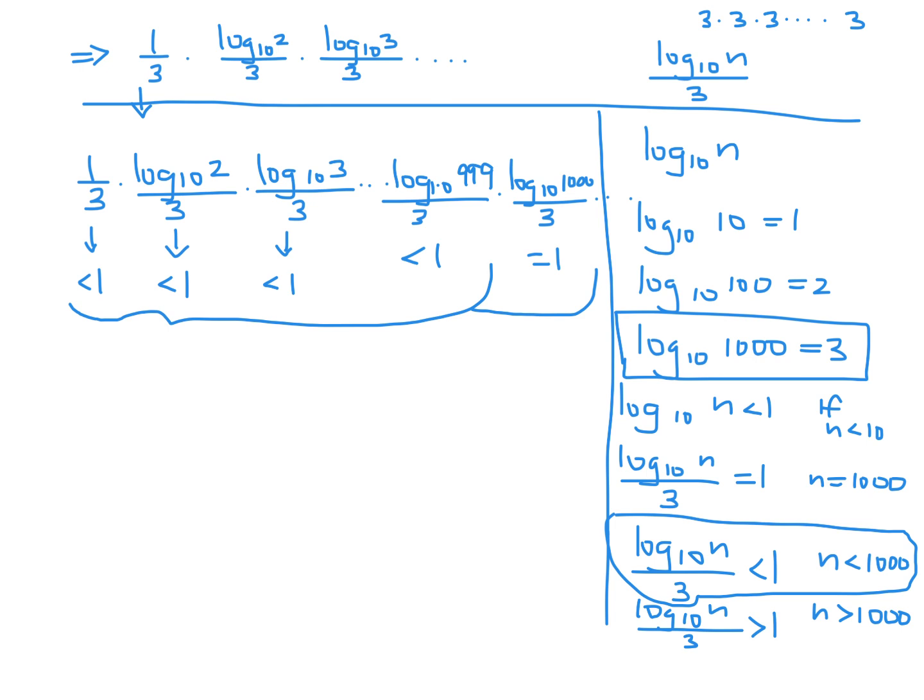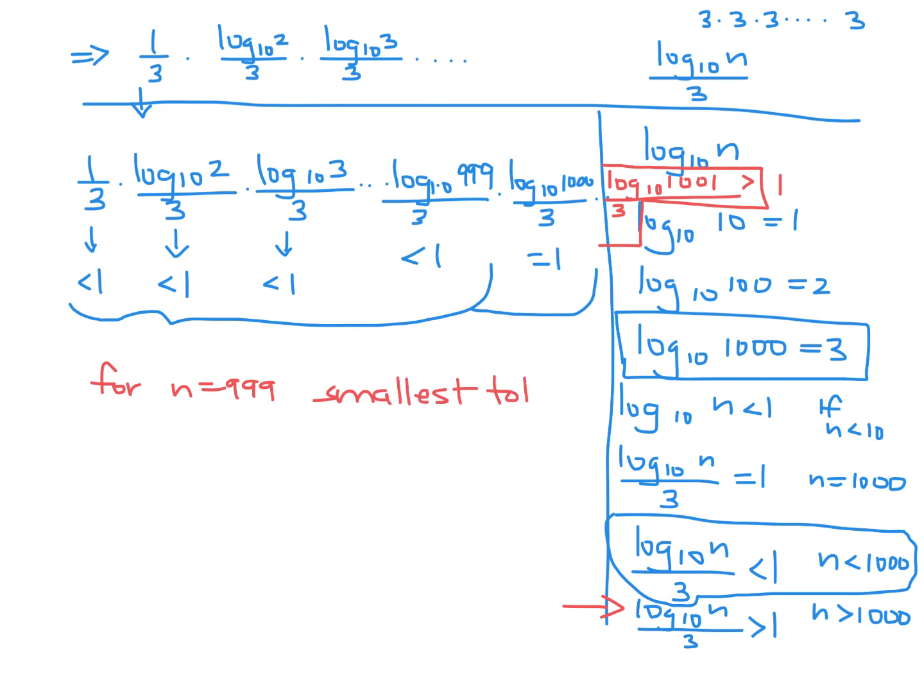And then when you go to the next one, which would be the log of, I ran out of space, but I'll just squeeze it in here. The next one would be the log of 1001 to the base 10 all over 3. That guy is actually greater than 1 according to this. So that would make the product now increase. So in conclusion, for n equals 999, we have the smallest total product.